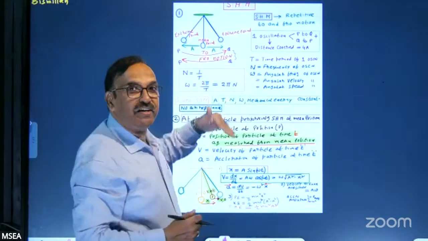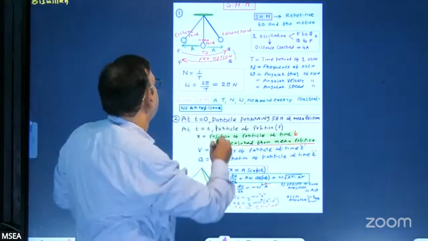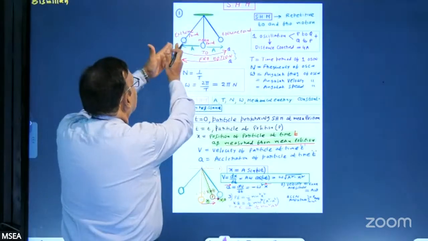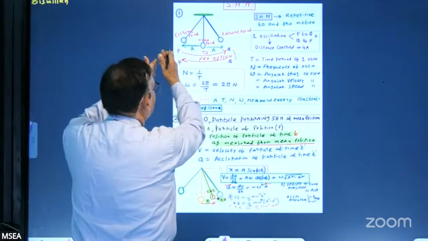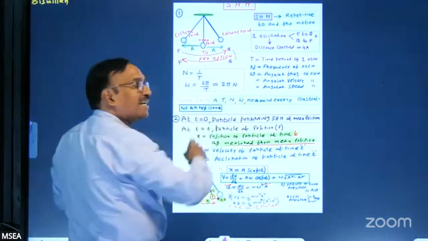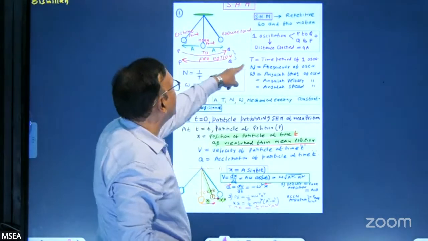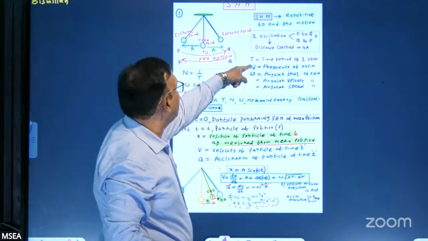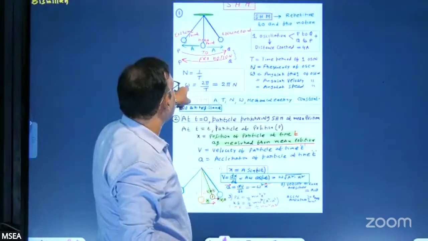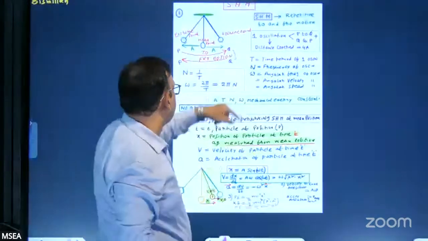The basic point we require here is, what do you mean by one oscillation? Starting from, let us say, P, going from P to Q and again coming back to P is known as one oscillation, and the time for such an oscillation is known as the time period. Frequency is the reciprocal of the time period. n is 1 by T, and omega is 2 pi by T, that is 2 pi into n.